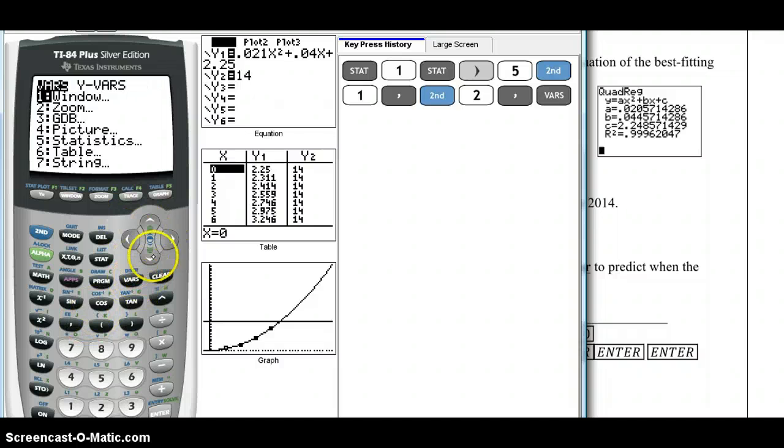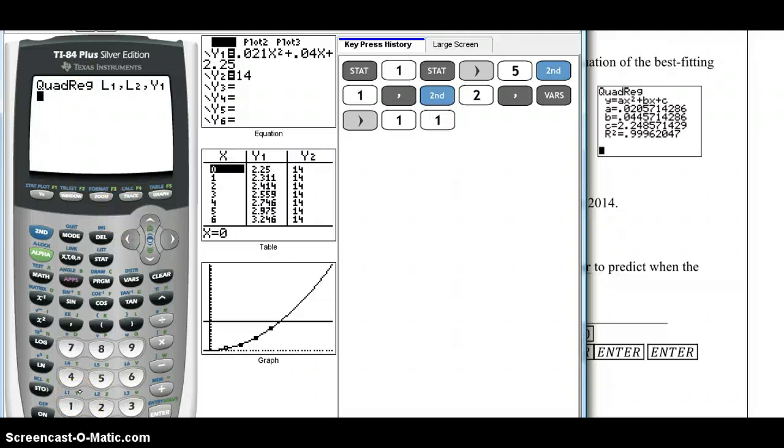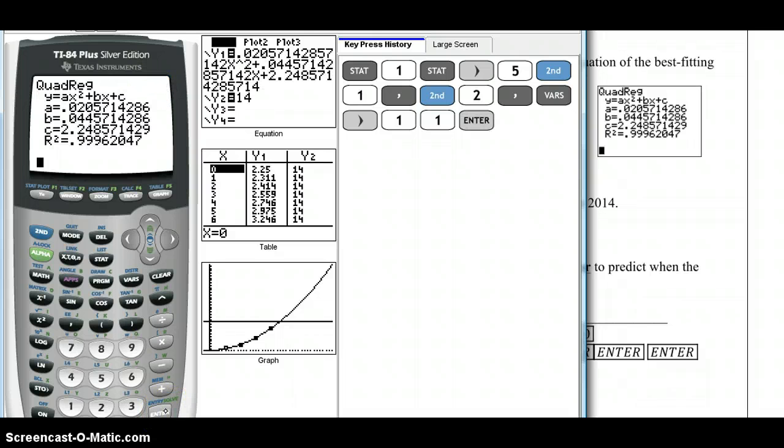So we're going to push variables, over to y variables, function, and then I'm going to choose y1. This tells the calculator to find the best fitting parabola, taking the ordered pairs, x's from L1 and corresponding y's in L2, and then to store that equation in y1. Again, we need to keep in mind that we are going to put a hat on that value of y.